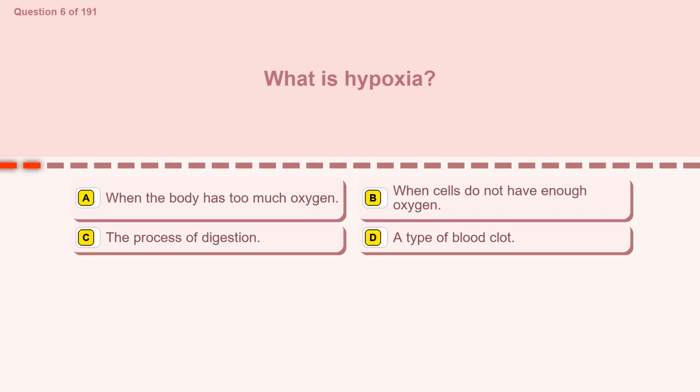Question 6. What is hypoxia? Option A. When the body has too much oxygen. Option B. When cells do not have enough oxygen. Option C. The process of digestion. Option D. A type of blood clot.